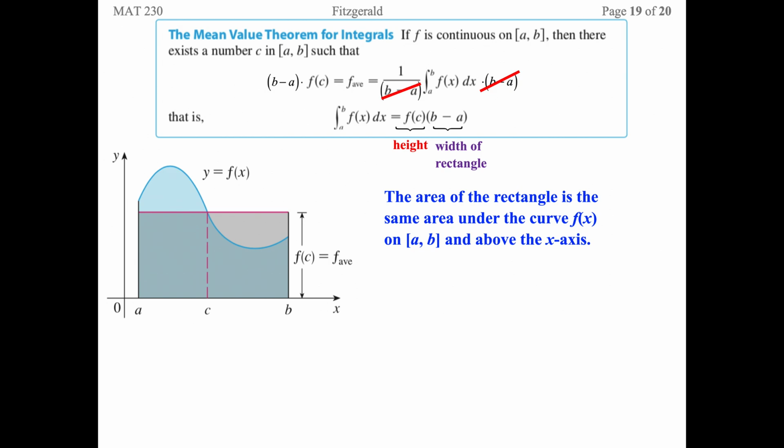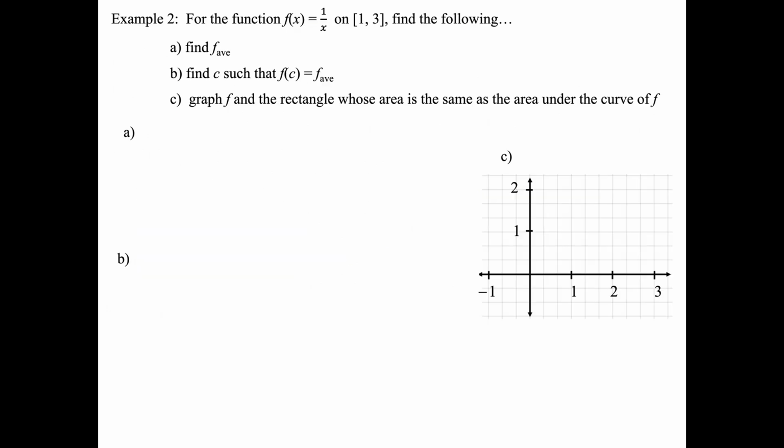Okay, let's use this mean value theorem with some examples. All right, so let's say, for example, the function f of x equals 1 over x, and we want to look at it in a closed interval from 1 to 3. Find the following. Let's find the average function value.